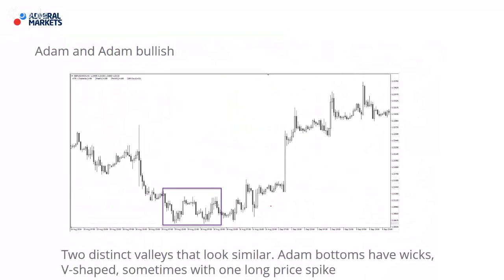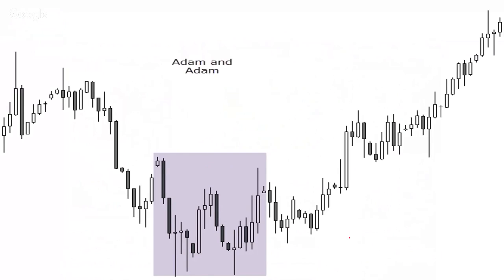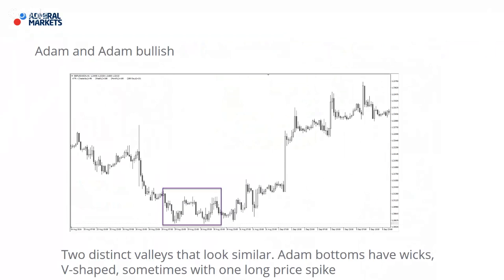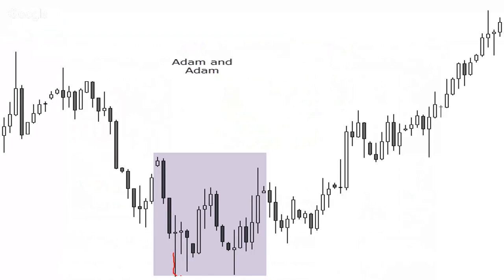But let's talk about one of my favorite patterns, that is the Adam and Adam bullish pattern. The main thing between W and Adam and Adam is that Adam and Adam has wicks. Okay, so it has wicks. This is the perfect example of Adam and Adam. This is Adam and Adam in its sense, because it has wicks here. But guys, you know what wicks mean? Wicks mean that there are buyers here. Okay, here we see buyers. Here we see buyers, right?